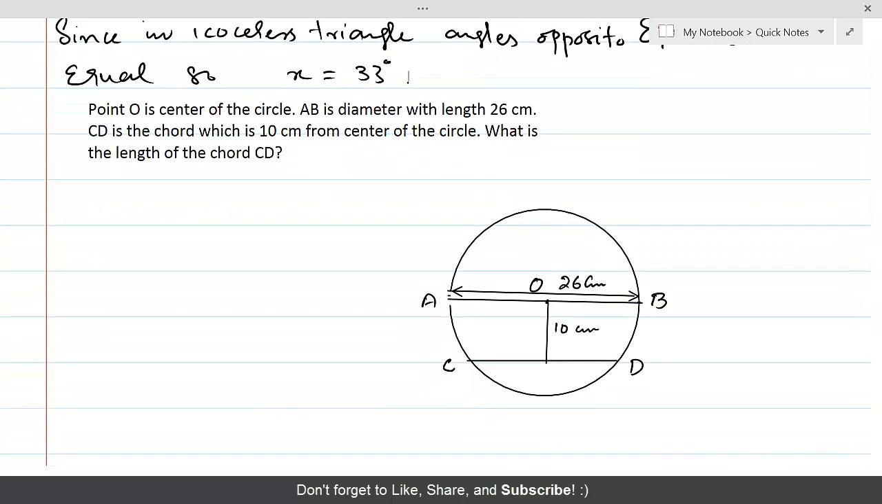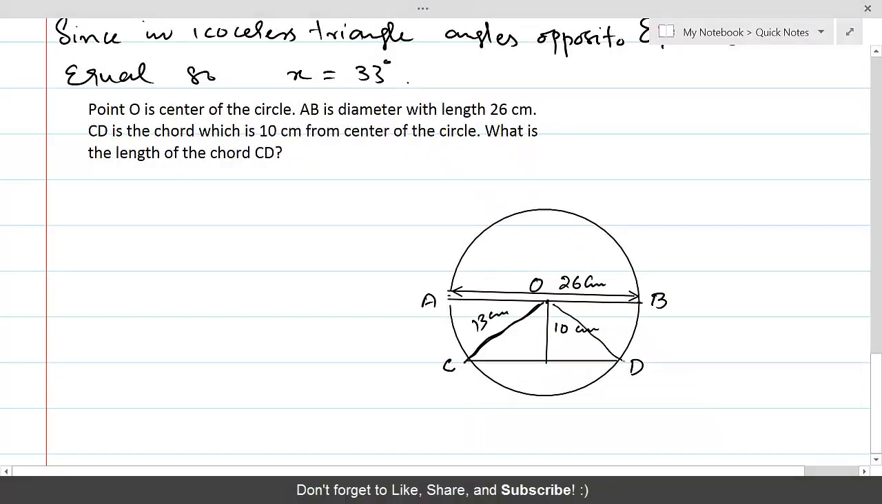Now, the next question is: here the point O is the center of the circle. AB is the diameter. If AB is the diameter, then 13 is half of 26. That is for sure going to be the radius. Just reading half of the statement, I know I am going to need this OC, which is radius, and this is 13 centimeter. I'm also going to need OD, which is also radius, 13 centimeter as well. And here, let's call this point P, and OP is also given, which is 10 centimeter.